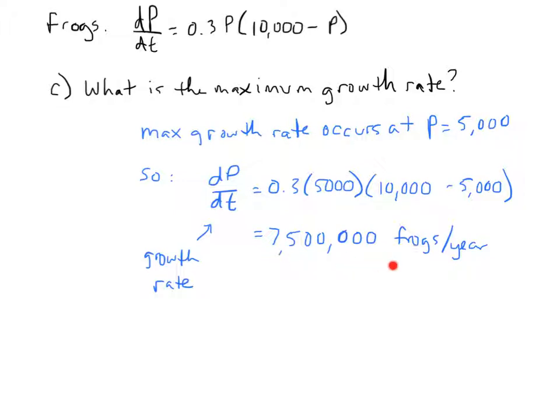And then when I evaluate that, I get 7.5 million frogs per year, which is a lot, but it's an instantaneous growth rate. So I know that my max is only 10,000, so I'm not going to have 7.5 million frogs. It's just that at that particular instant, that's how fast my frogs are increasing.